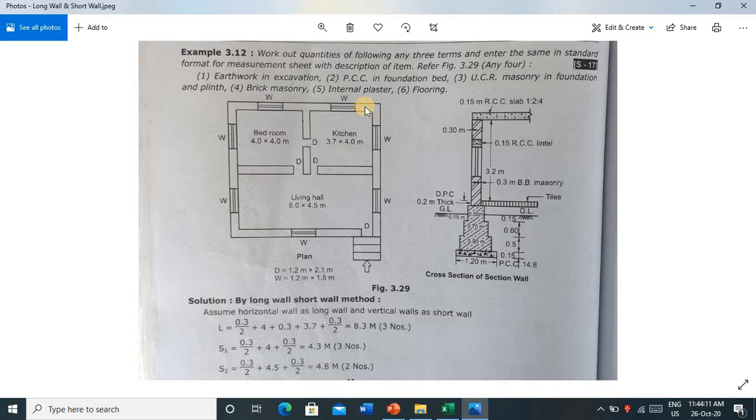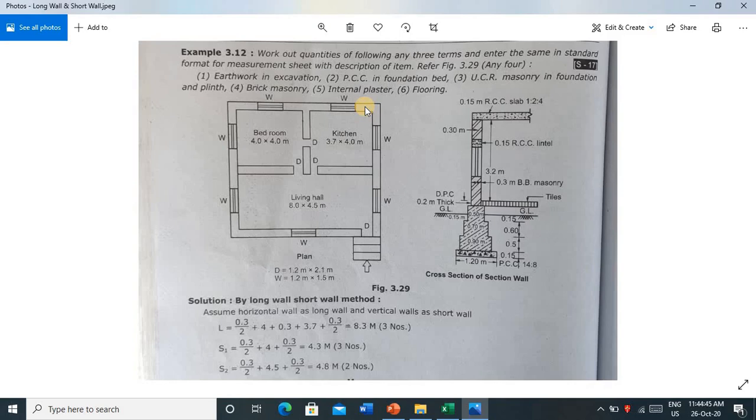The first item is earthwork in excavation, that is the first quantity. Second is PCC in foundation bed. Third one is UCR masonry in foundation and plinth. Fourth one is brick masonry. Fifth is internal plaster, and sixth is flooring. All these terms you know very well, because you have already studied them in the building drawing subject. Now in this subject you will learn how to calculate the quantities of the same.